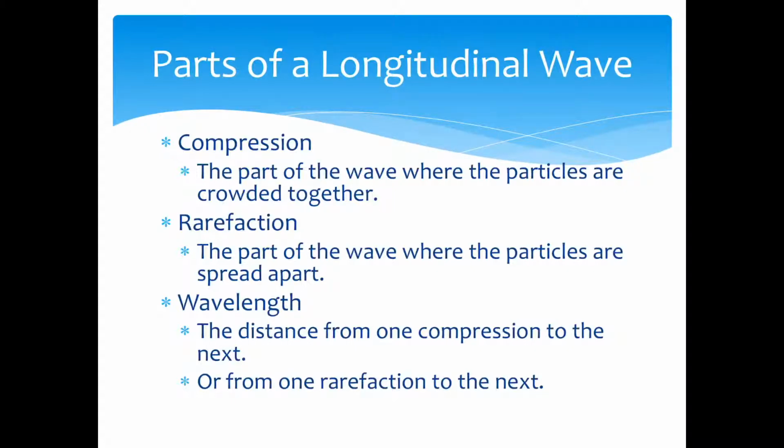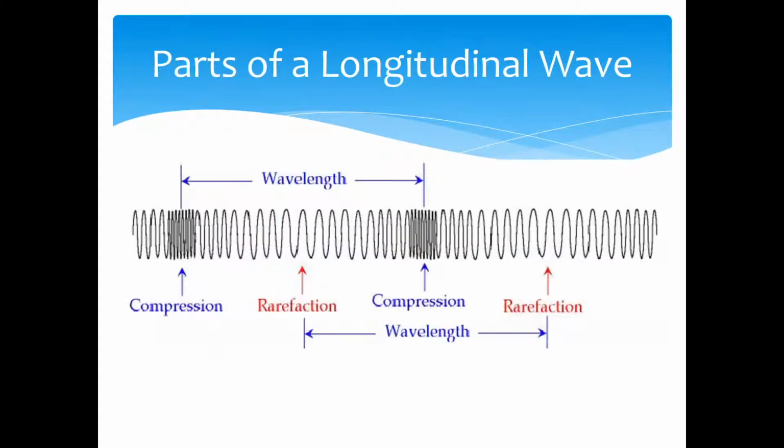So the wavelength is the distance from one compression to the next, or from one refraction to the next. This picture just shows everything that I've talked about. The compression, remember, that's where all the particles are kind of compressed together. You can't really tell the difference between the particles. So that's going to be this point here and here on this wave. Refraction is where the particles are more spread apart. They have some space to move around, and you can identify each of the pieces. So that's going to be these pieces here and here.